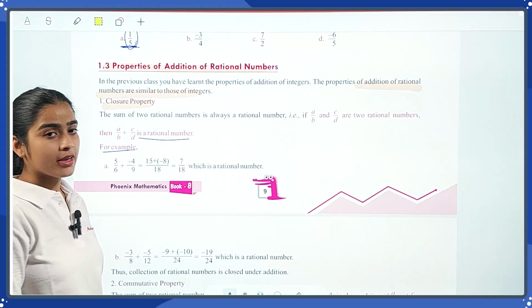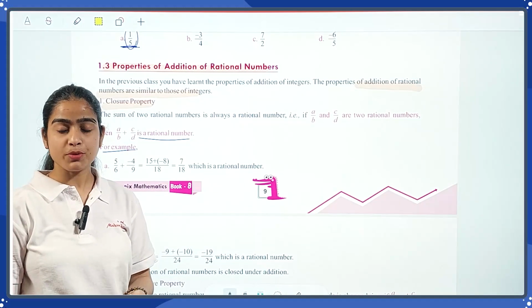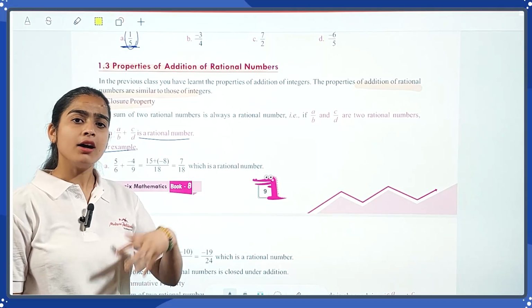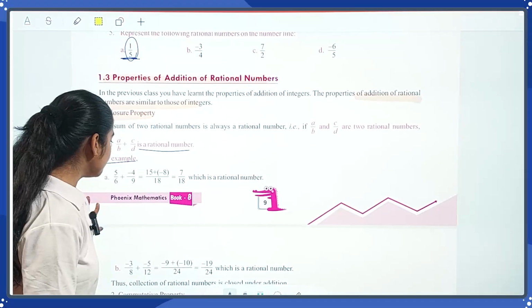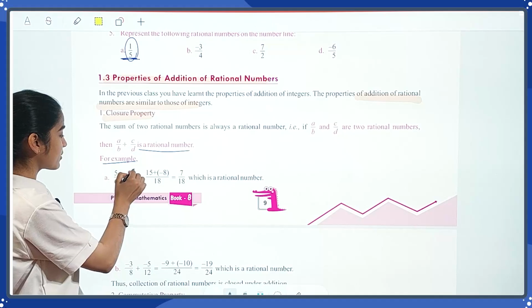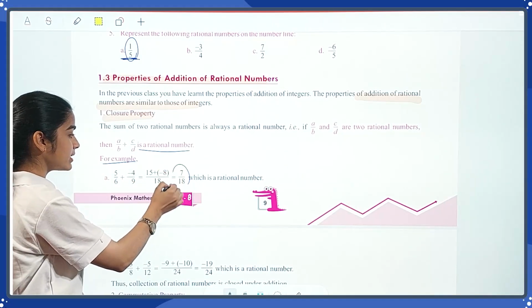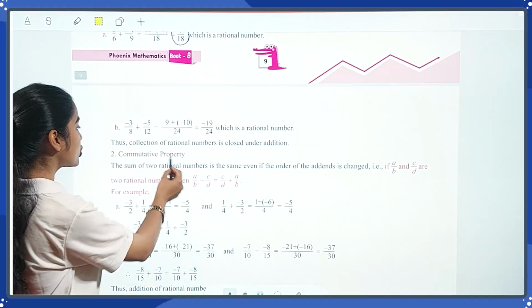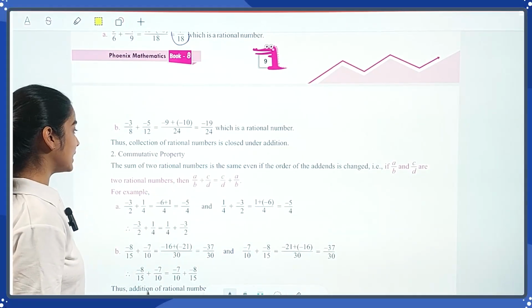It means that while we perform the addition operation over two rational numbers, the result will remain a rational number. For example, 5 by 6 plus minus 4 by 19, the end result is a rational number. Thus, the collection of rational numbers is closed under addition.